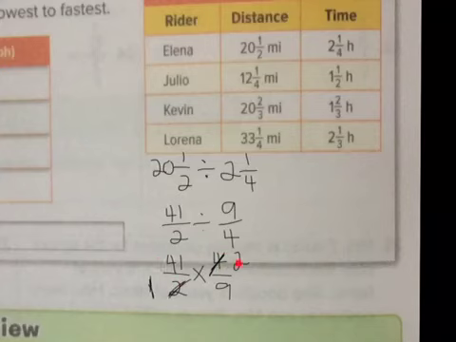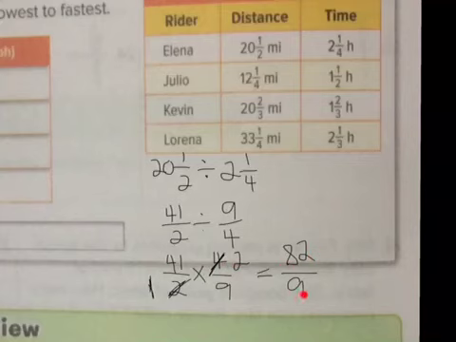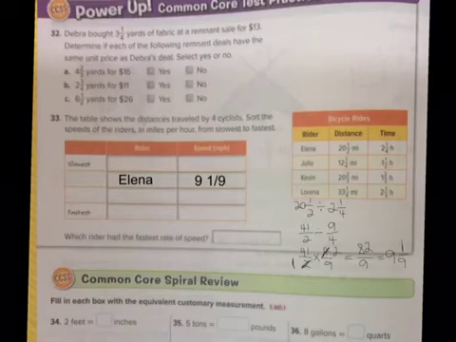And now we can multiply straight across. And when we multiply, we have 41 times 2 equals 82, and 1 times 9 equals 9. Now we can divide. How many 9's are in 82? If you are thinking 9, because 9 times 9 is 81, and we have 1 left over 9. And that is the speed that Elena travels per hour. She can travel 9 miles and 1/9 of a mile per hour. And there you have it.